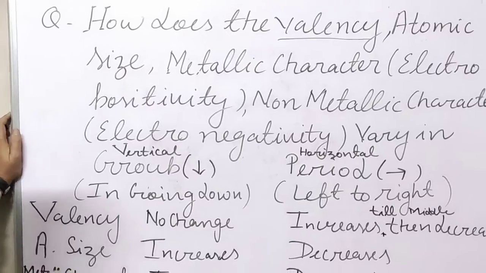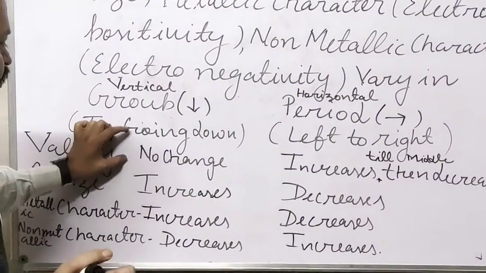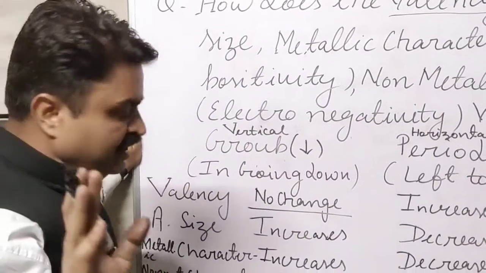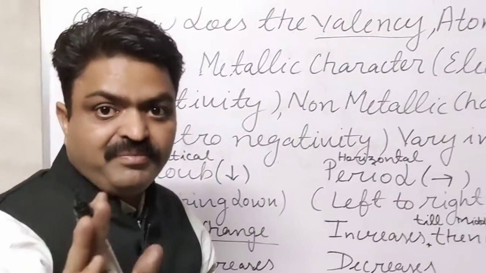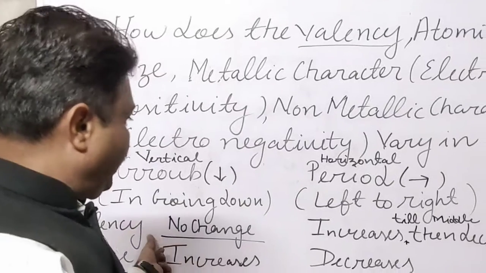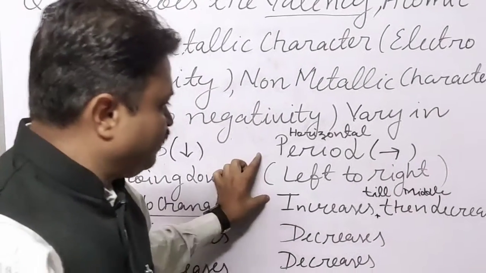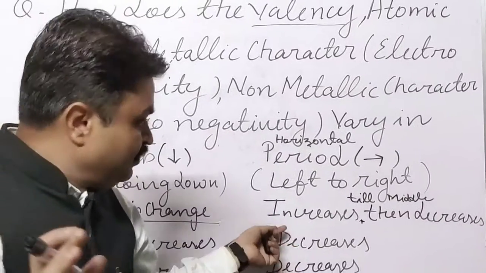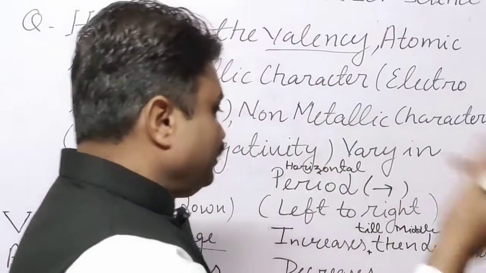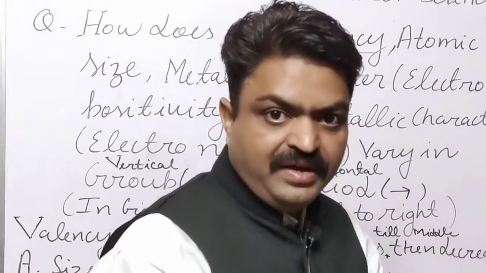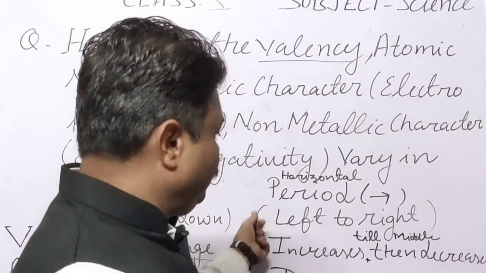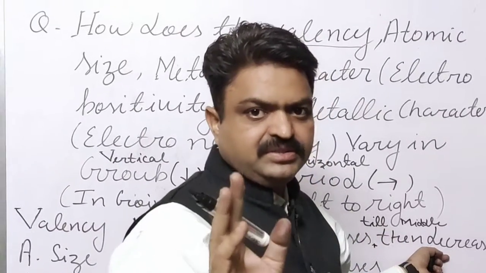In the modern periodic table, the valency from top to bottom in a group remains the same, with no change. All the elements in a group have the same valency. And in a period from left to right, the valency increases till the middle and after that it decreases till the end, till the inert gases, students. So it first increases in the period and then decreases.